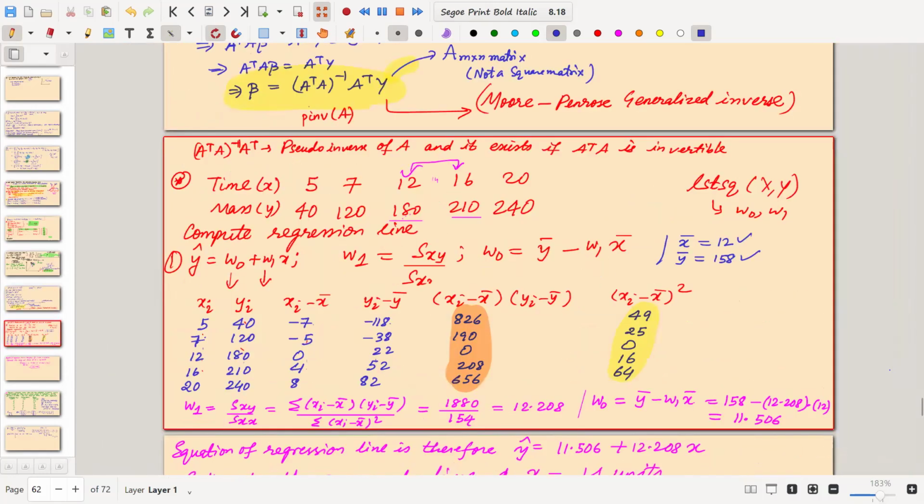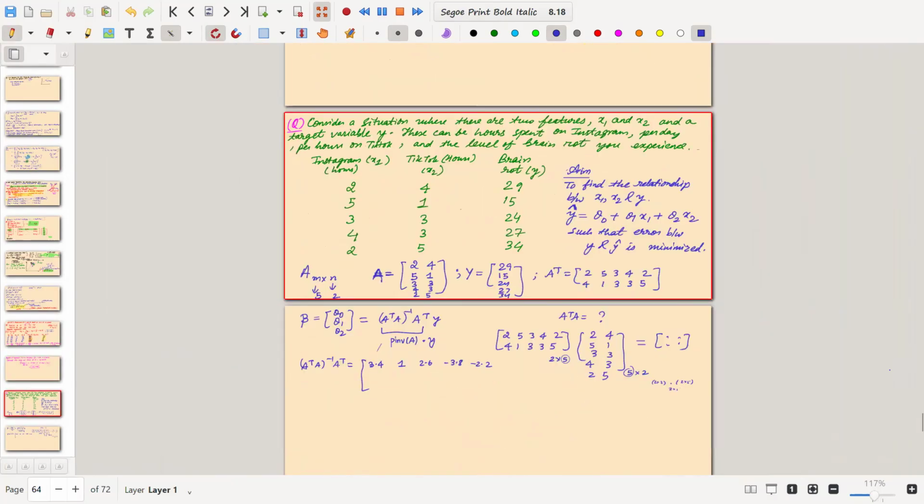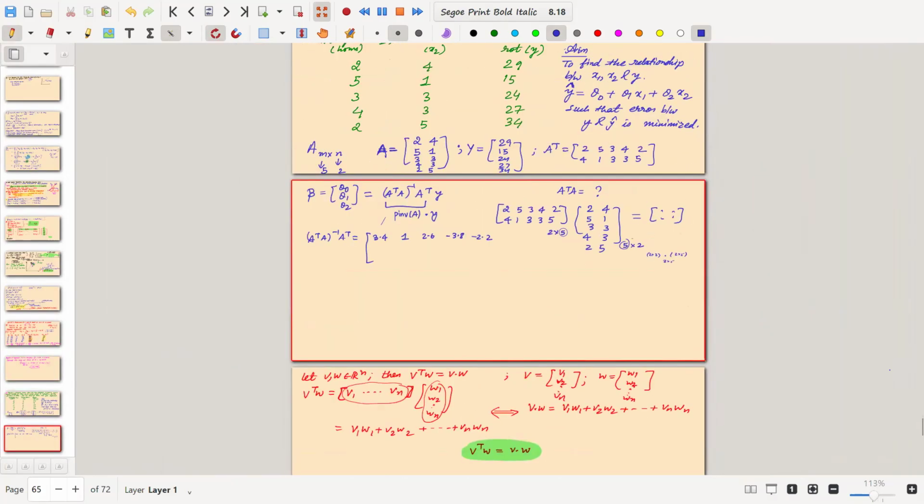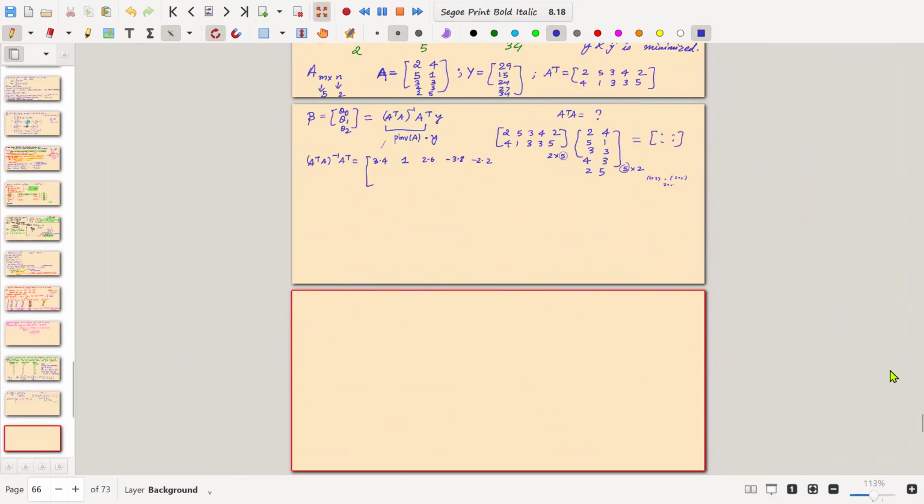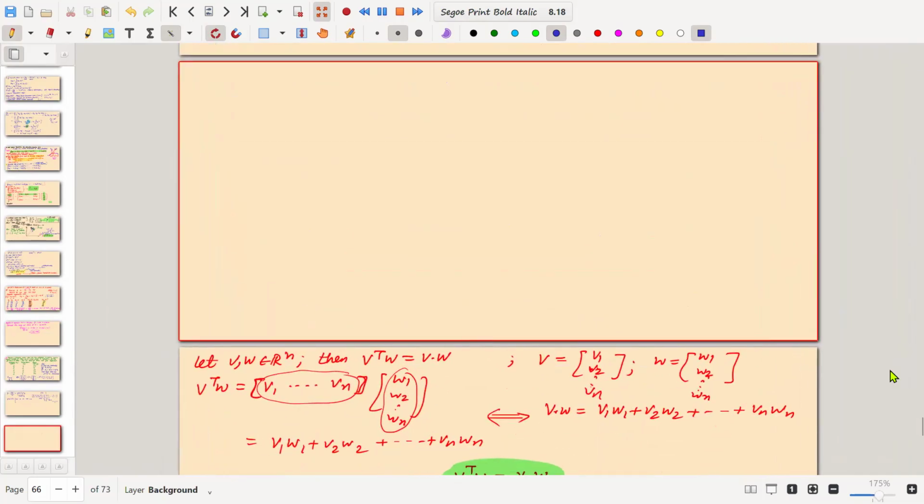Okay, this is your assignment. We'll move to the Python aspects now. Quickly we'll move into the Python aspects. It is the last one.